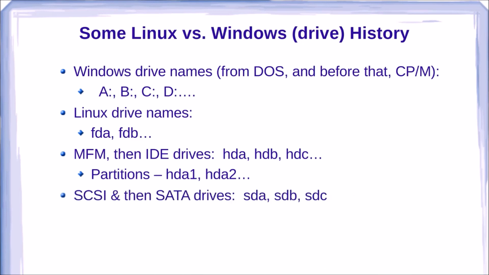Then SCSI came along, Small Computer System Interface. For multi-platter drives, you had to have a more complicated command set, and they were called SDA, SDB, and SDC. Then SATA replaced PATA, P-A-T-A, Parallel ATA, which was preceded by ATA. And the AT stands for PC AT. So anyway, SATA uses a different command set than SCSI, uses the same thing as PATA, but in any case, the drive letter is the same, SDA, SDB, SDC.